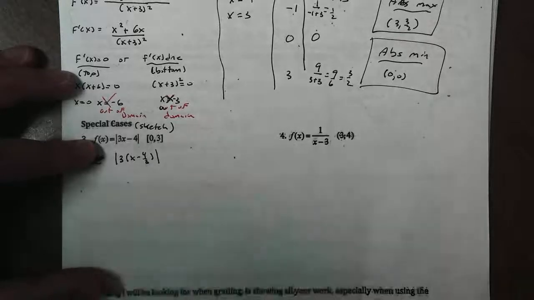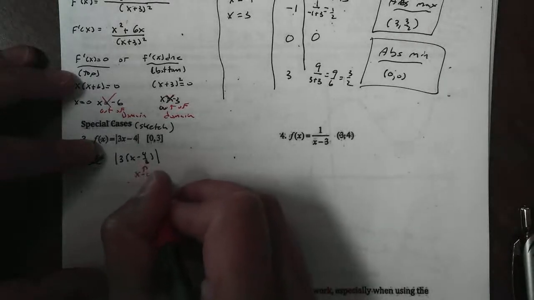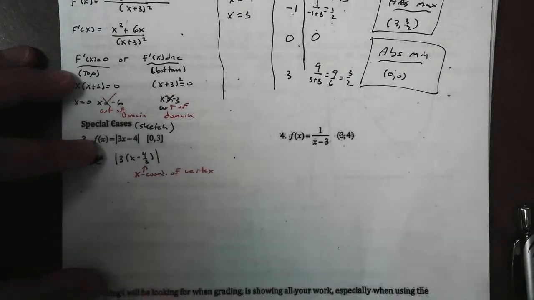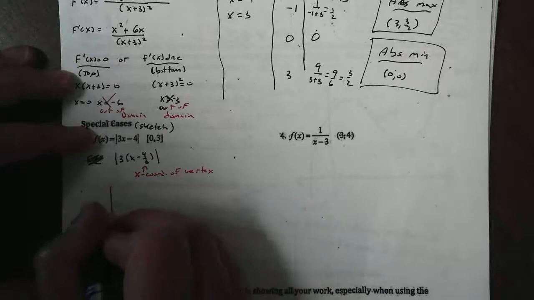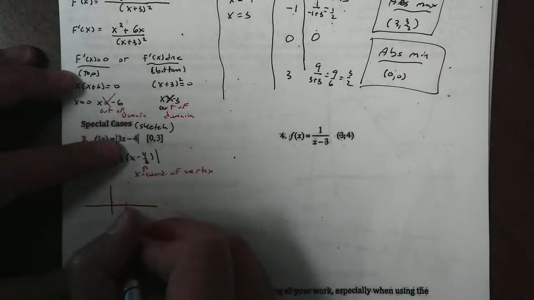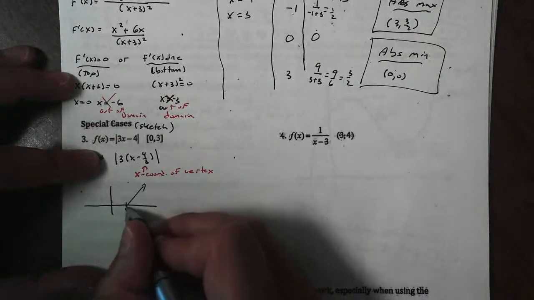There's our graph. Now, you might remember in pre-cal that this gives you the x coordinate of the vertex. So graphing this at a horizontal shift of 4/3, this is going to be absolute value. And that's what absolute value looks like.